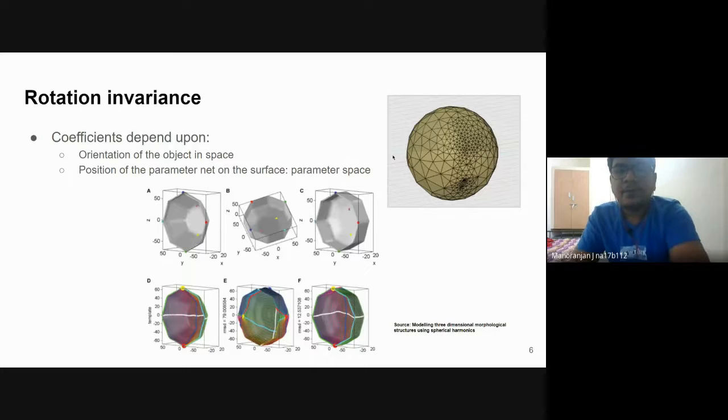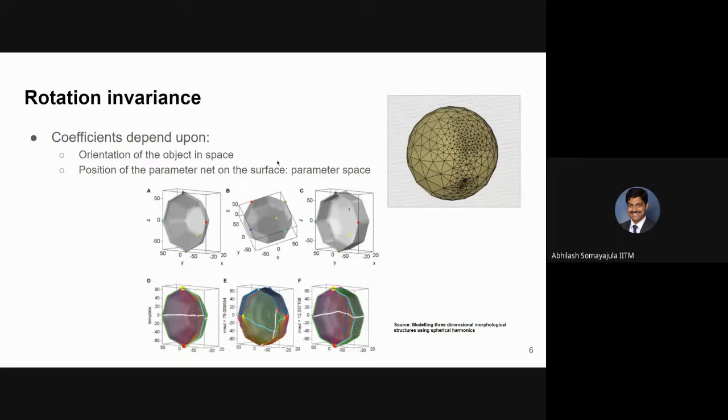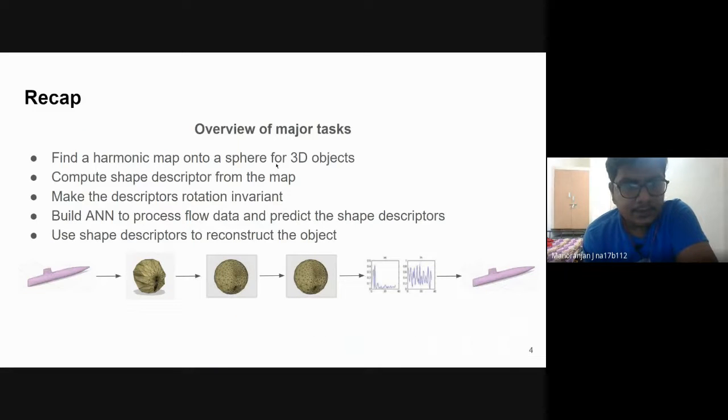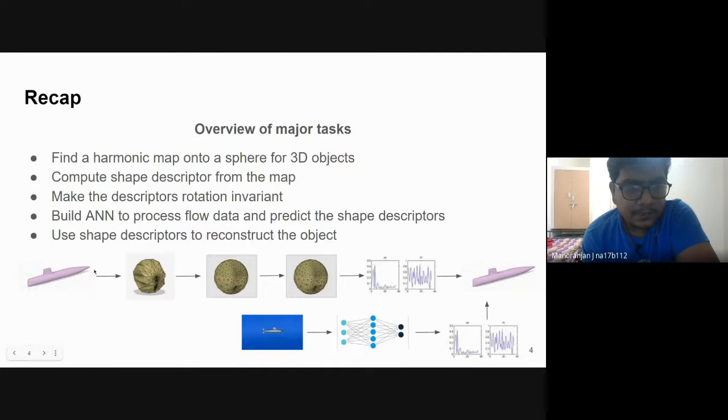So why is this rotation invariance needed particularly? Let me go to this slide. This is a particular submarine, which is oriented along the x direction, its main axis. If there is another submarine oriented along the y axis, then this process will lead to different coefficients. But I want the same object to be represented by the same coefficients, or at least similar coefficients, so that I will be able to reconstruct the shape back again. If not, different coefficients will lead to considering that as a separate object in itself.